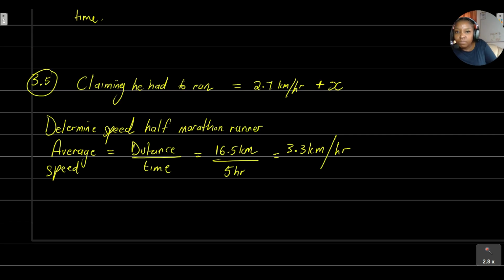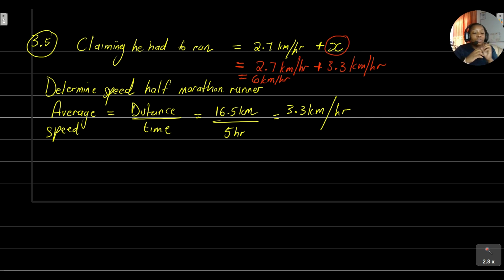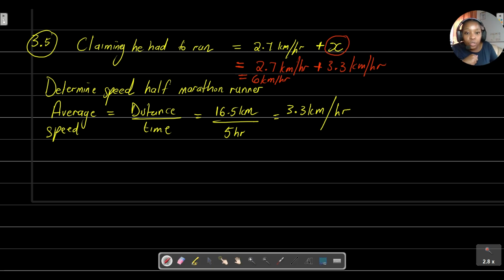So what does this mean? It basically means that from his statement, he's claiming that he had to run 2.7 kilometers per hour plus 3.3 kilometers per hour. We found this X. So he was claiming that he actually had to run how many kilometers per hour? It's 2.7 plus 3.3. He's claiming that he had to actually run 6 kilometers per hour. So we've now sorted out the first aspect of this question, that he had to actually run 6 kilometers per hour.